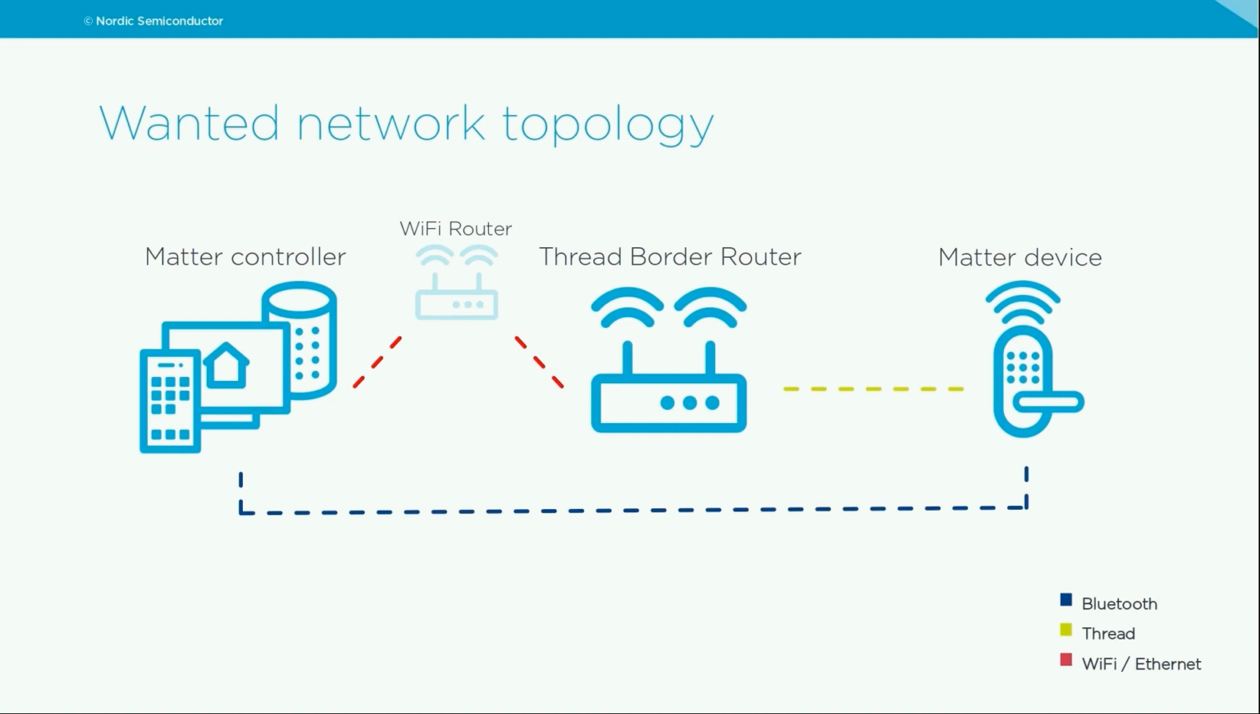I'll be using a Thread device as a Matter device, so I will need to create the following network topology in the next couple of minutes. I'll be assuming that you have a Wi-Fi router up and running. It can be nearly any home router supporting IPv6.